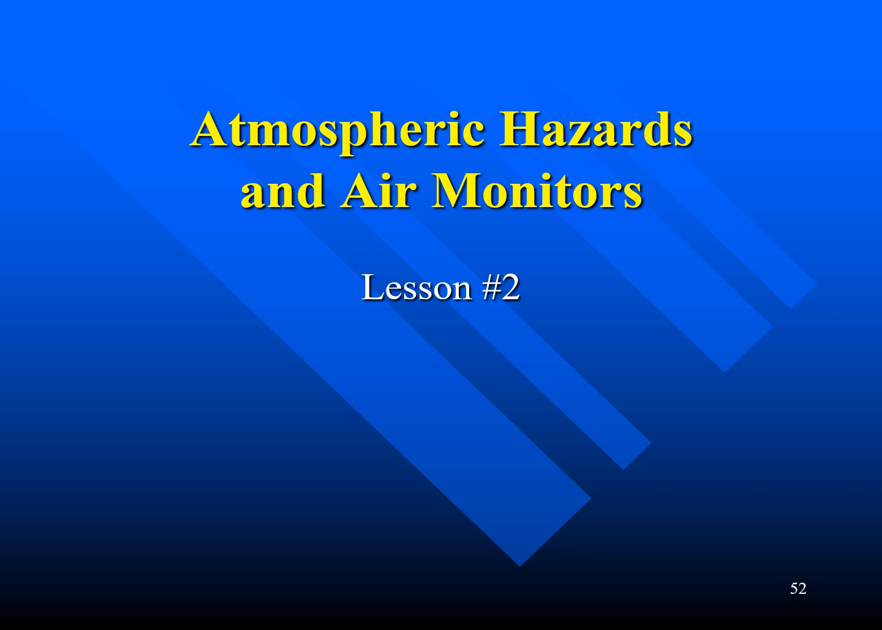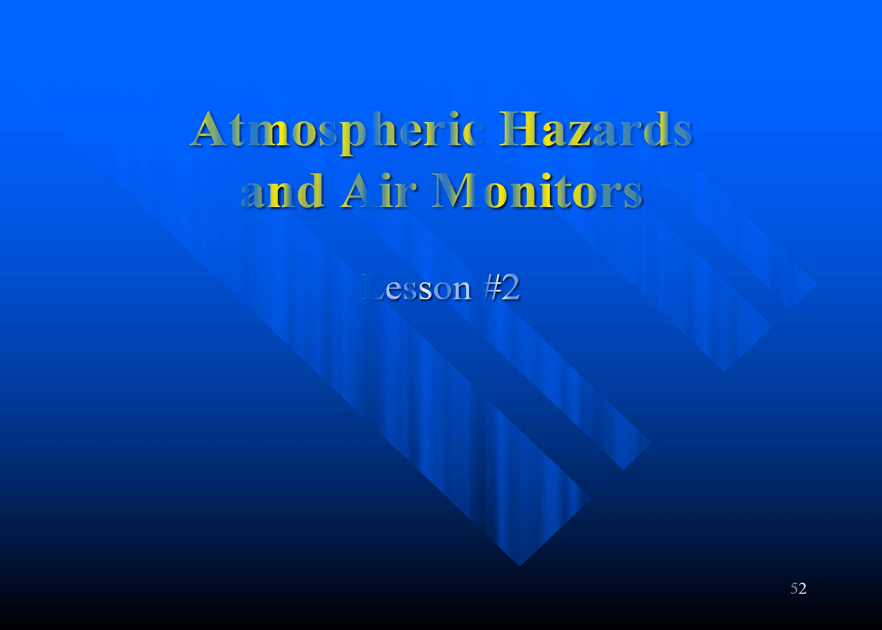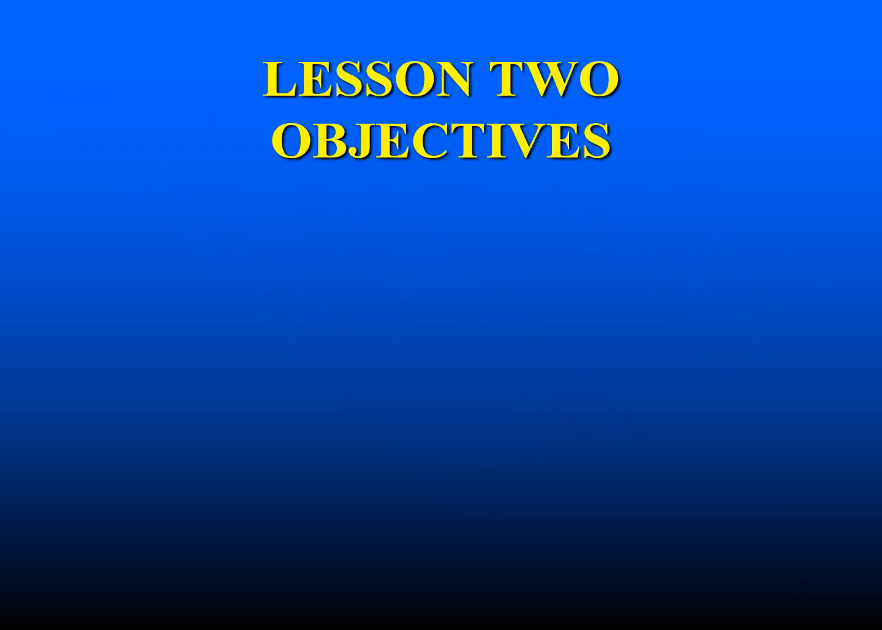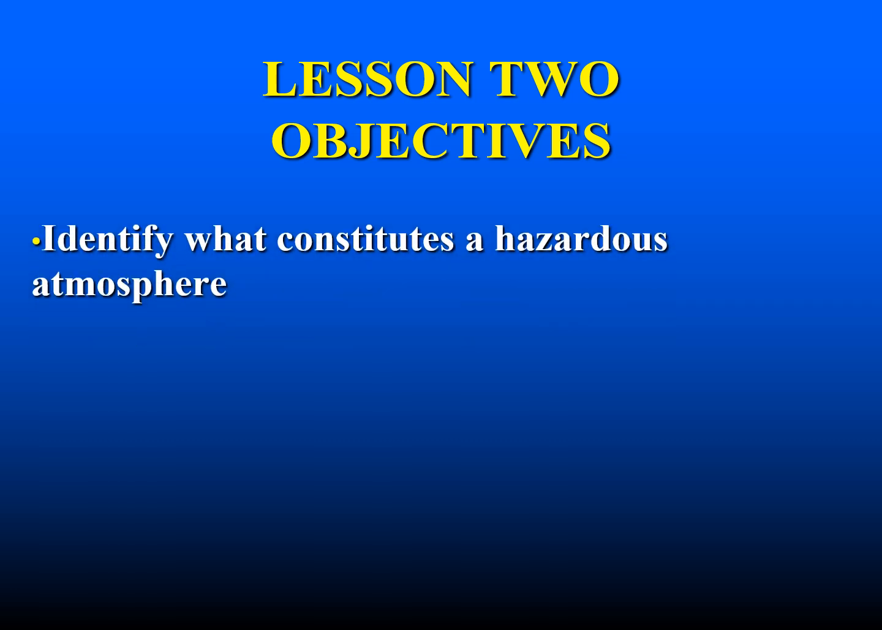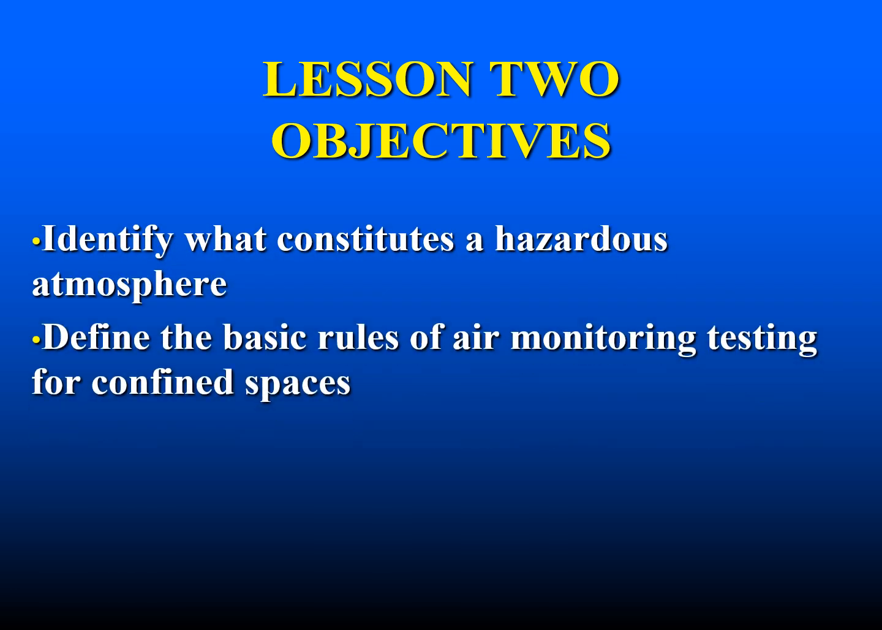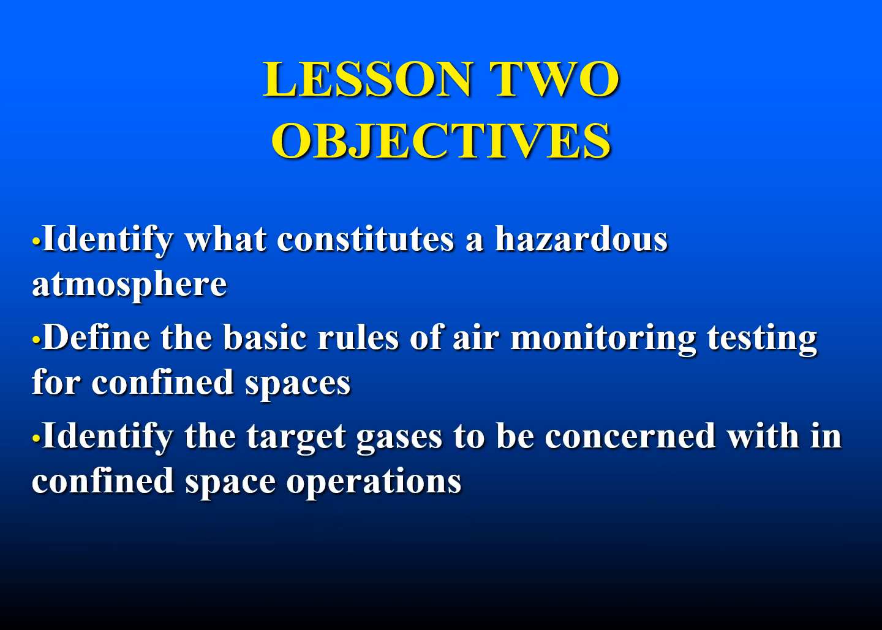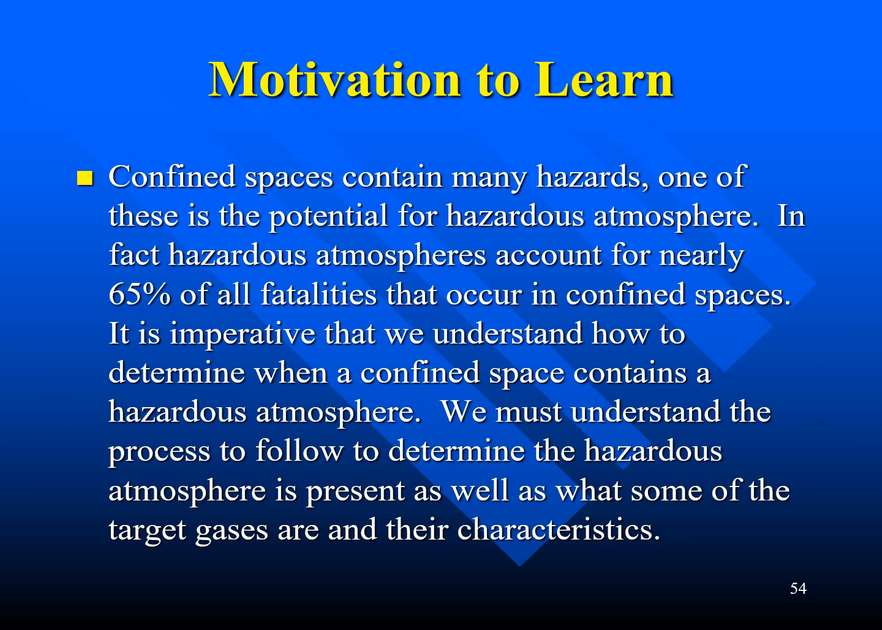We'll now begin Lesson 2, Atmospheric Hazards and Air Monitors. Let's review our objectives for Lesson 2. Identify what constitutes a hazardous atmosphere. Define the basic rules of air monitoring testing for confined spaces. Identify the target gases to be concerned with in confined space operations. Why do we need to know this?